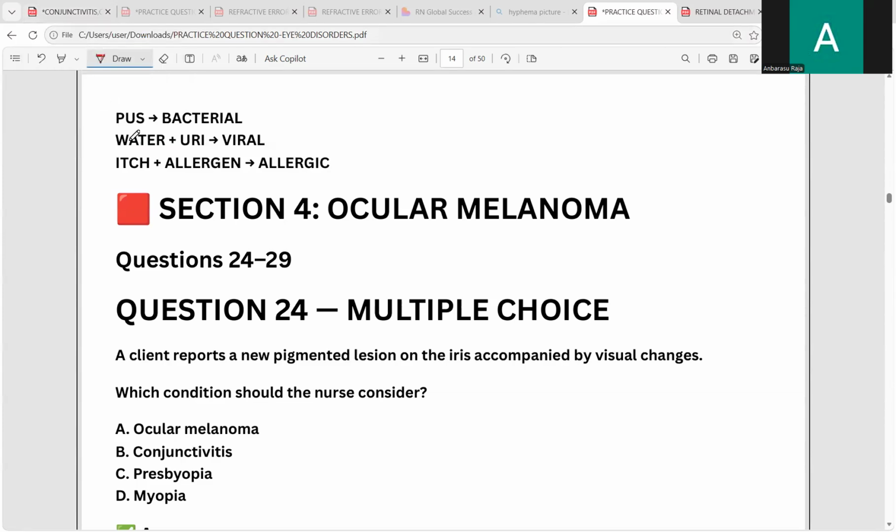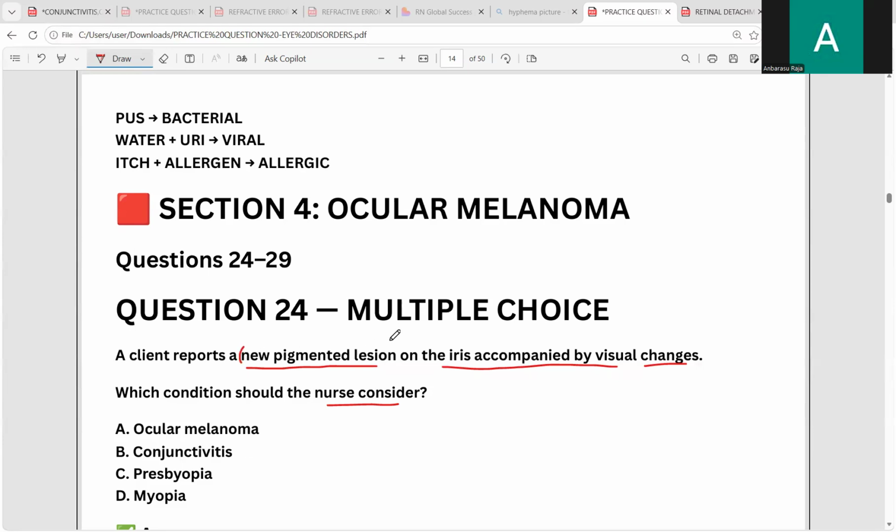Here in this question, the client reports a new pigmented lesion on the iris accompanied by visual changes. So there is a pigmented lesion on the eye, in the iris region, and it is accompanied by vision changes. What condition should the nurse consider? Option A, ocular melanoma. Option B, conjunctivitis. Option C, presbyopia. And last one, myopia.